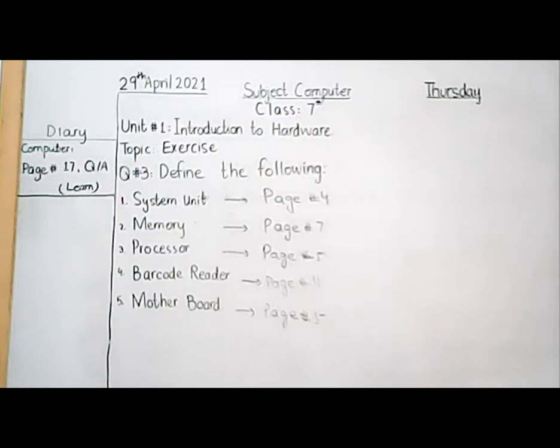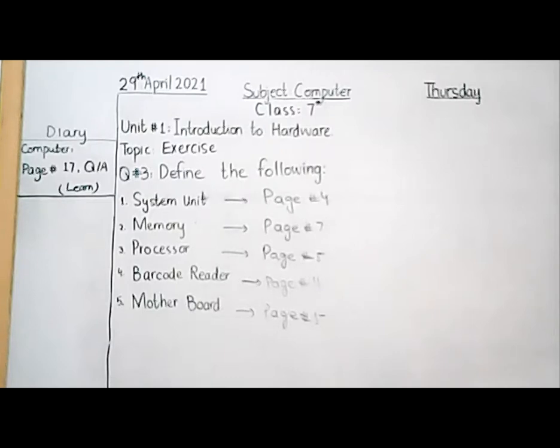Lareb, you can unmute your mic. I am asking you a question. Listen to me carefully. A processor is also known as dash. A, CPU. B, UPS. C, UPC. D, PUS. What will be the right answer? Okay, tell me. CPU. Very good.